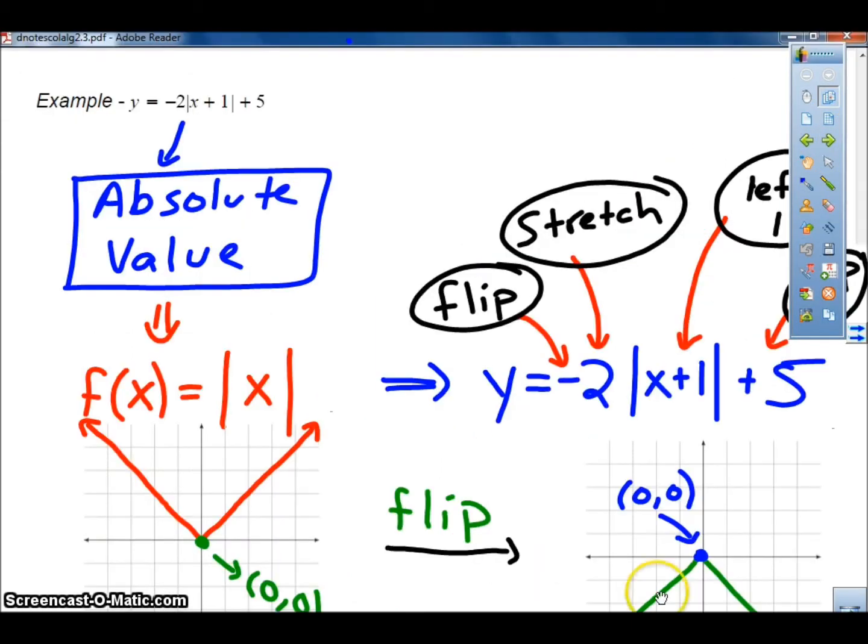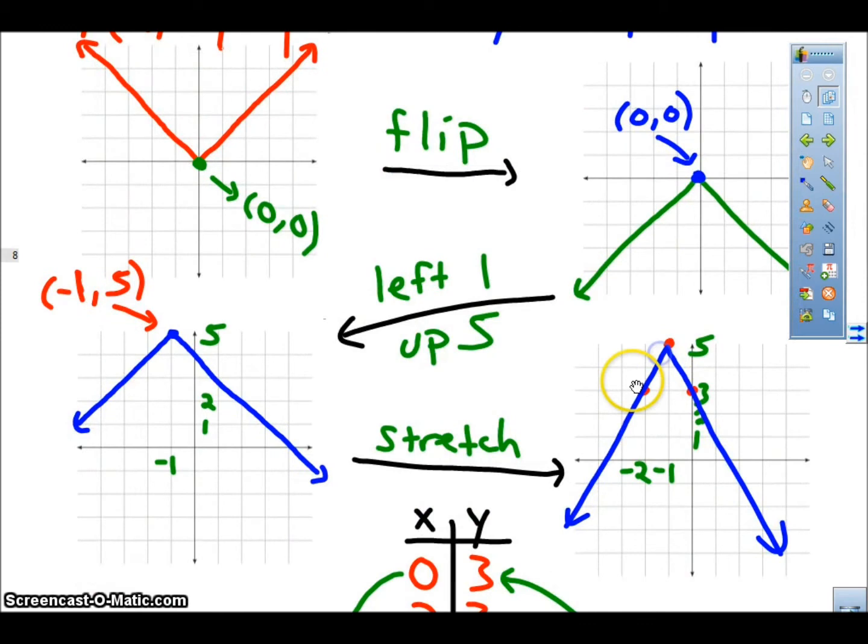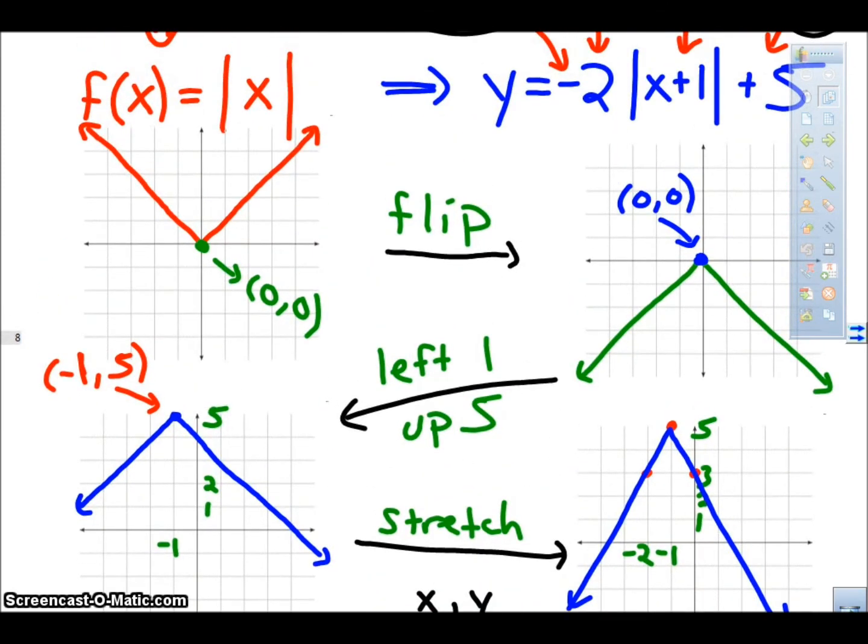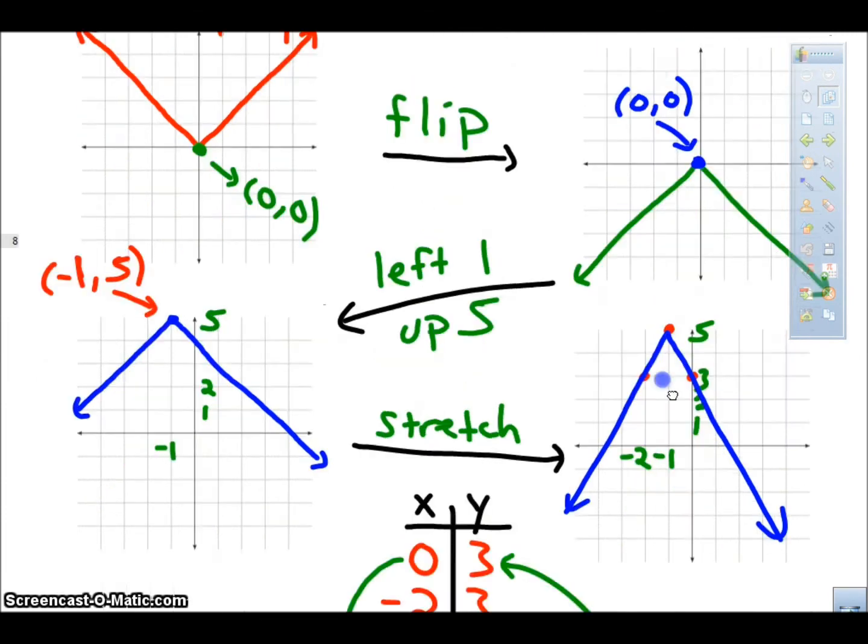And now I can finish my graph, and I have a pretty nice looking graph. It's pretty accurate. We have the shape of the graph correct. We have it in the right spot, and we have it going off in the right direction. So there is the graph of the equation y equals negative 2 times the absolute value of x plus 1, plus 5.